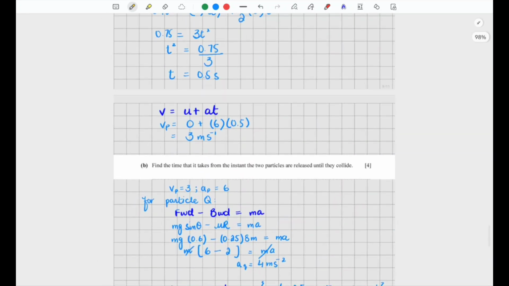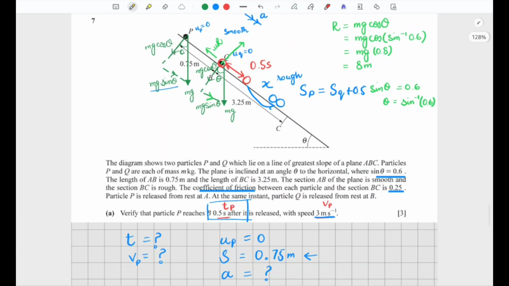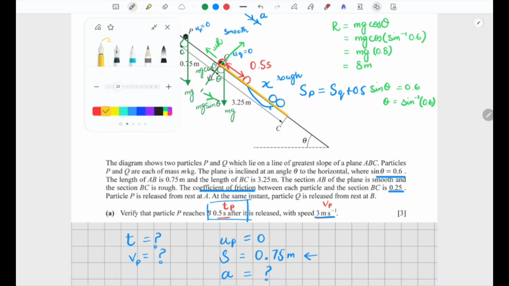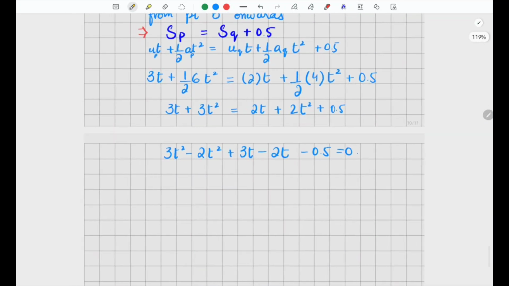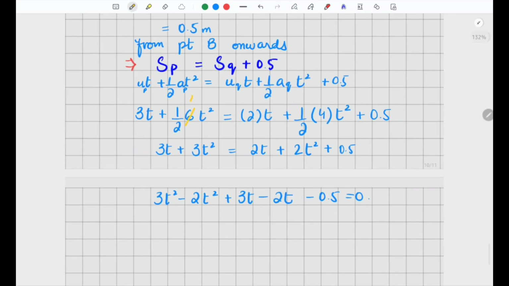Okay, one more thing to understand is, now this surface that we are taking into consideration after B, from B to C, is not going to be the smooth surface, it is a rough surface. So the acceleration would be the same that we have found for the particle Q. So even for the particle P, the acceleration we take it to be 4 because the surface is now rough. Okay, so we'll take that into account.